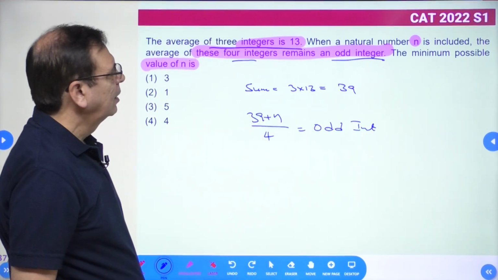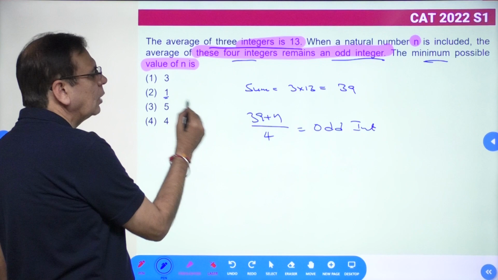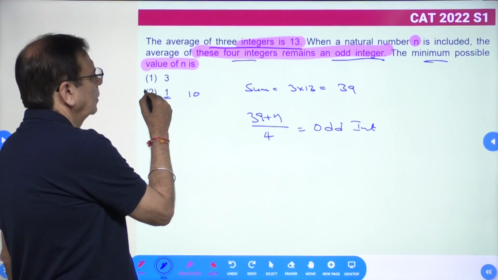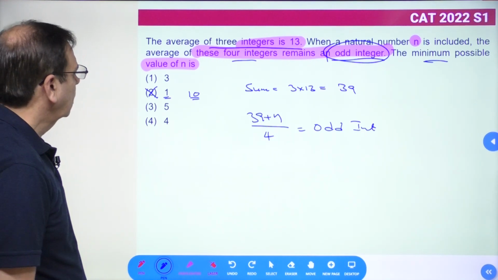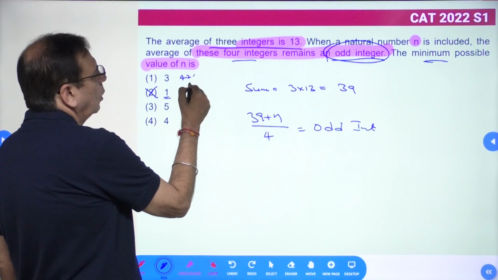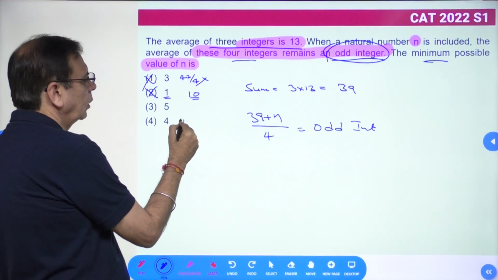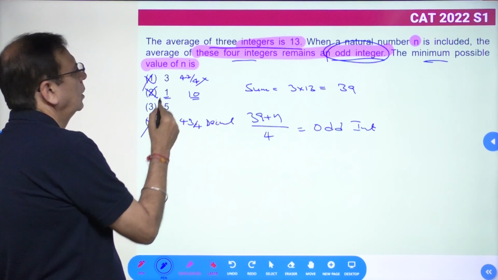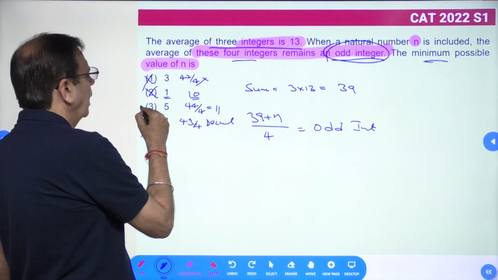डाल के check कर लो ना. We want the smallest or the minimum possible. Check for the minimum value. If n is equal to 1, what does it become? N is equal to 1, 40 by 4, 10. This is not an odd integer. So this is wrong. We want an odd integer to be the answer. Okay. N equal to 3. 39 plus 2, 42 by 4. Not the answer because this will be a decimal. Okay. 4. 43 by 4. Again, this will be a decimal. Wrong answer. 39 plus 5, 44 by 4. 11 has to be the correct answer.